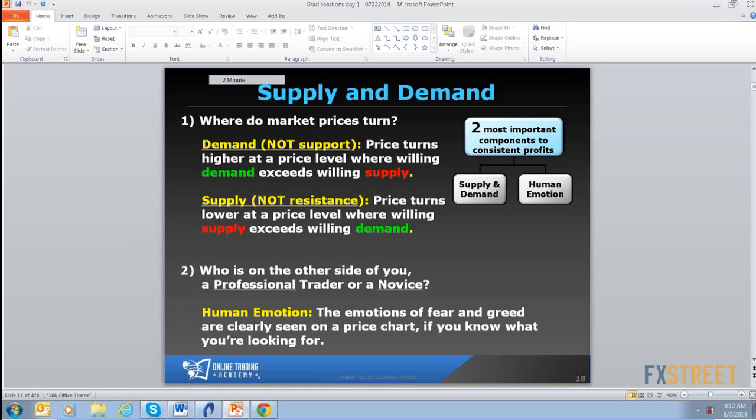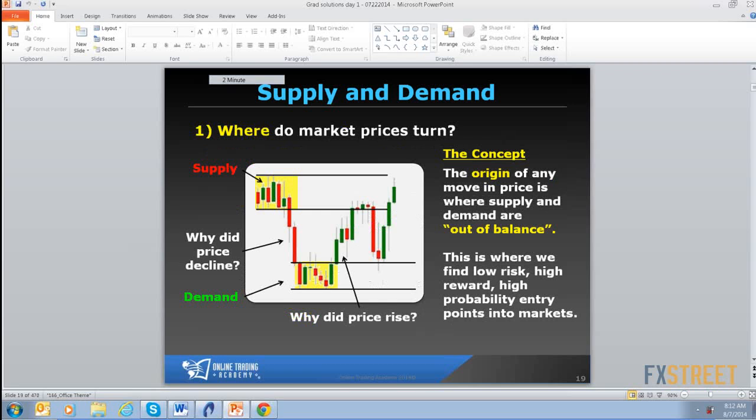And then number two, who is on the other side of your trade? You absolutely have to know who you're trading with. I mean, when you push the buy button, is it Barclays Bank on the sell side, or is it some novice retail trader? Wouldn't it be nice to know the difference? Okay, let's go over that here.